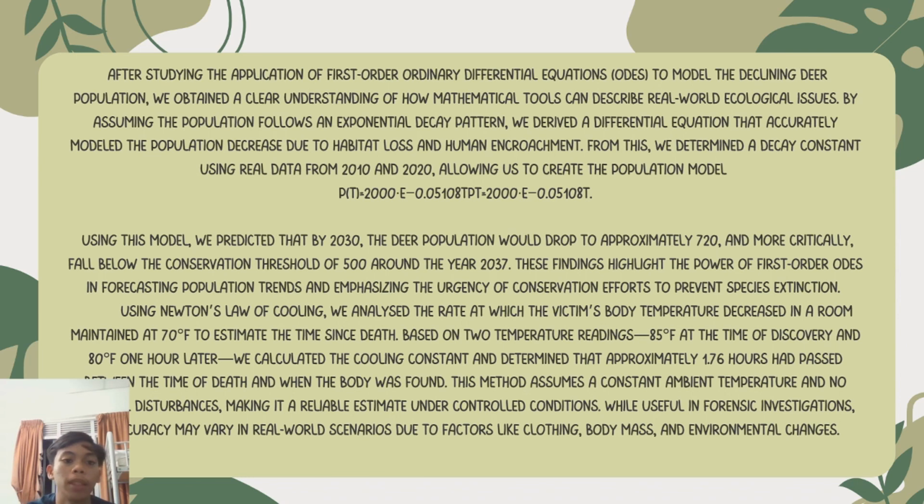For part B, using Newton's law of cooling, we analyzed the rate at which the victim's body temperature decreased in a room maintained at 70 Fahrenheit to estimate the time since death. Based on two temperature readings, which are 85 Fahrenheit at the time of discovery and 80 Fahrenheit 1 hour later, we calculate the cooling constant and determine that approximately 1.76 hours passed between the time of death and when the body was found. This method assumes a constant ambient temperature and no external disturbance, making it a reliable estimate under controlled conditions.